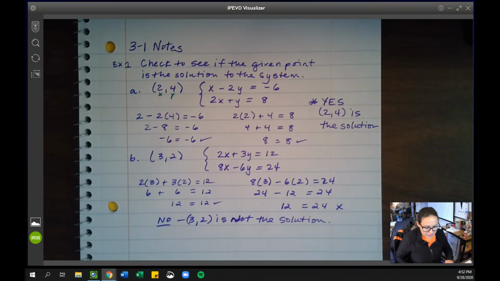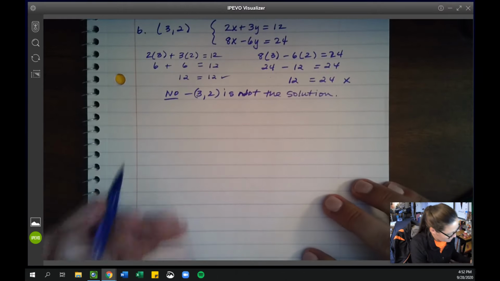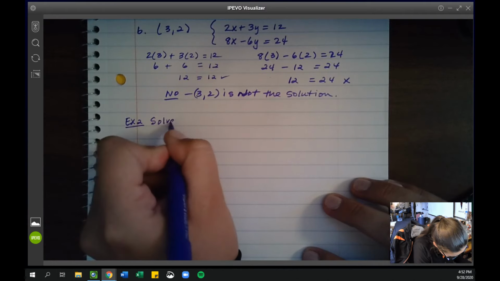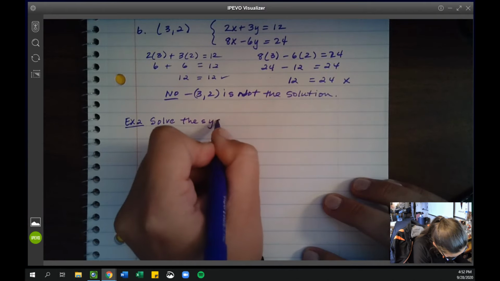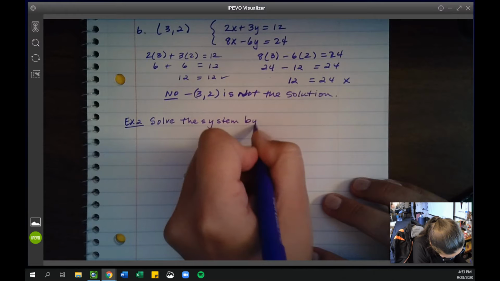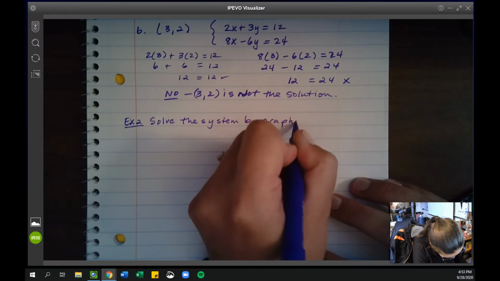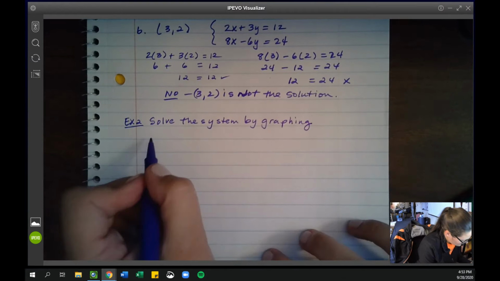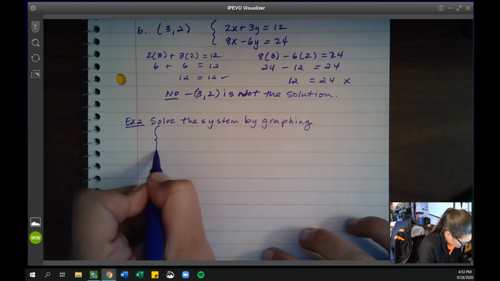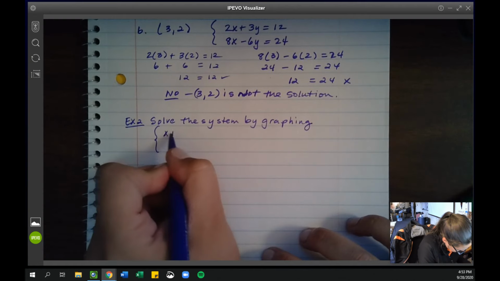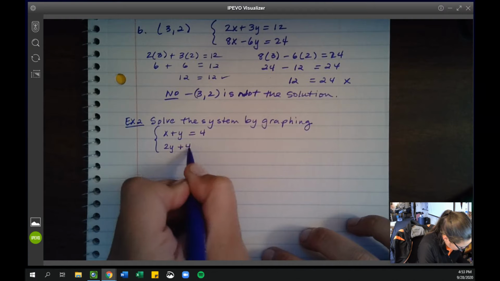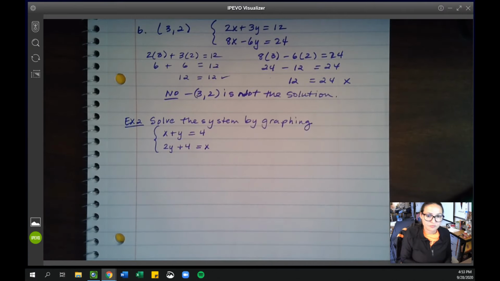All right, let's dive into some examples where we actually do some solving. So, example 2, solve the system by graphing. Solve the system by graphing. So here's our system. x plus y equals 4, and 2y plus 4 equals x.